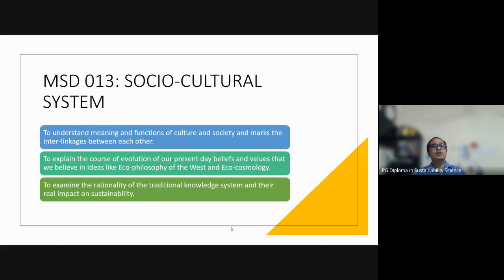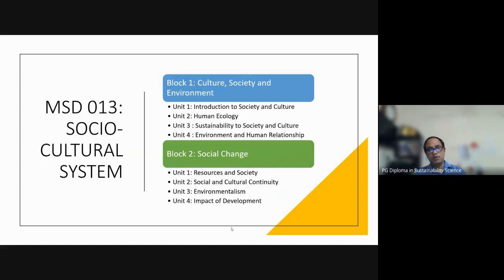Then course 3 is on the socio-cultural system. As I told you, culture and society play an important role in maintaining harmonious relations and carrying forward ethical values. And the function of culture in society is very important. So we have to understand those functions of culture and society in this course, and how it evolved. In the same way, it has 4 blocks: culture, society, environment is the first block. These are some of the units.